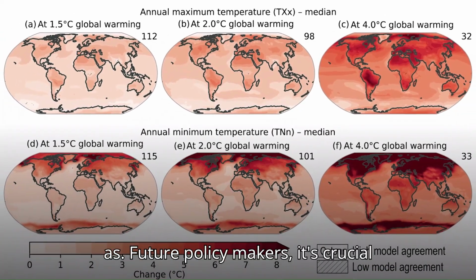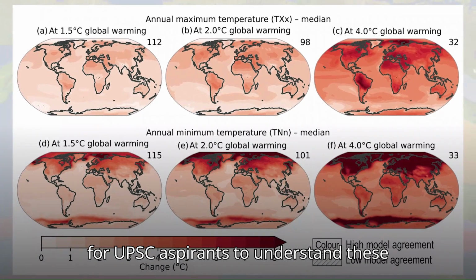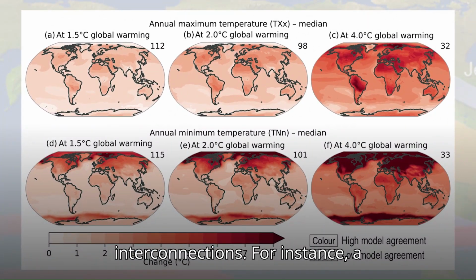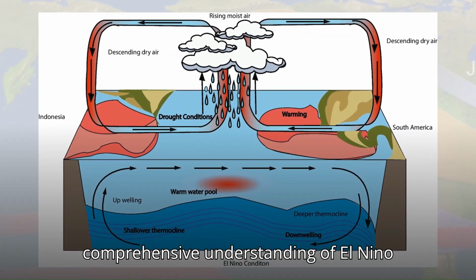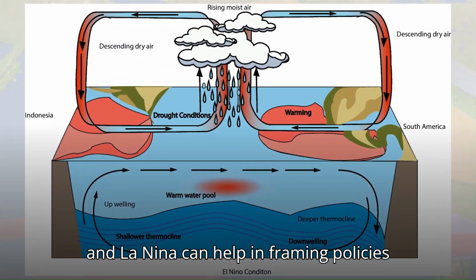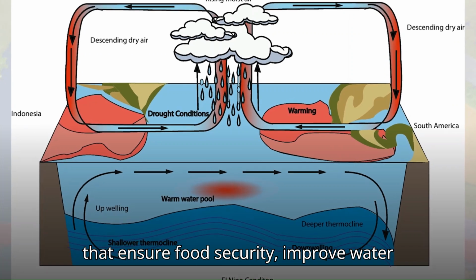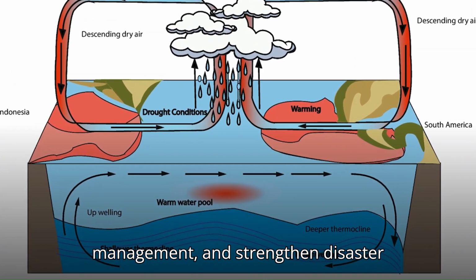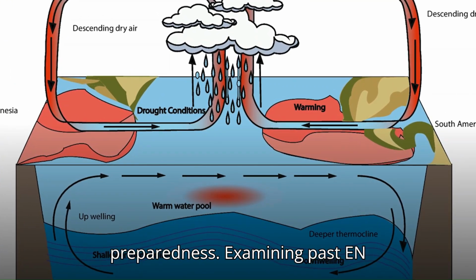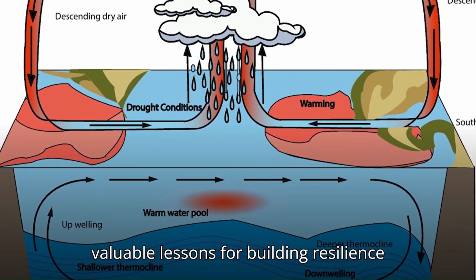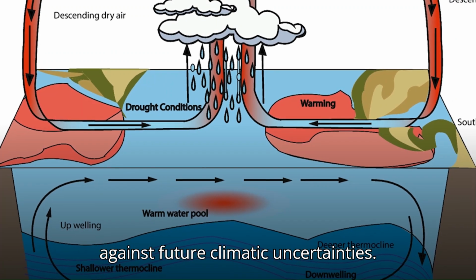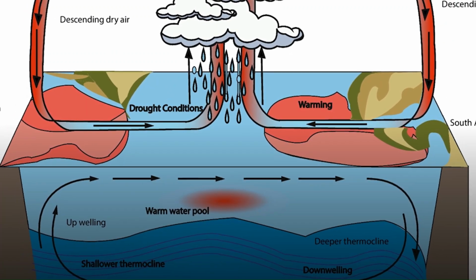As future policymakers, it's crucial for UPSC aspirants to understand these interconnections. For instance, a comprehensive understanding of El Niño and La Niña can help in framing policies that ensure food security, improve water management, and strengthen disaster preparedness. Examining past ENSO events and their impacts can offer valuable lessons for building resilience against future climatic uncertainties.